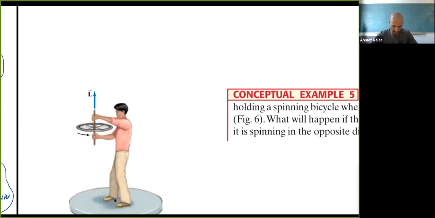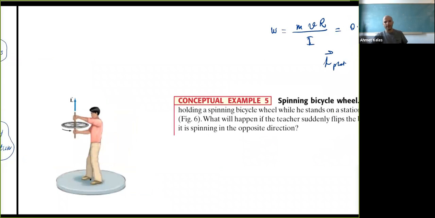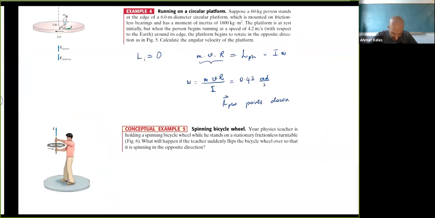Any guesses? Any ideas? So the platform will turn in the opposite direction of the wheel in order to conserve the momentum. Exactly. Thank you. He will spin counterclockwise, opposite. Yes, exactly, right? So initially there's some L, and this L should be conserved no matter what, because we know there is no external torque on this system, which is closed.